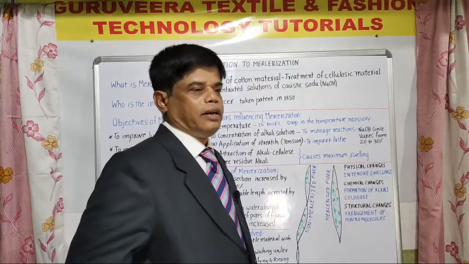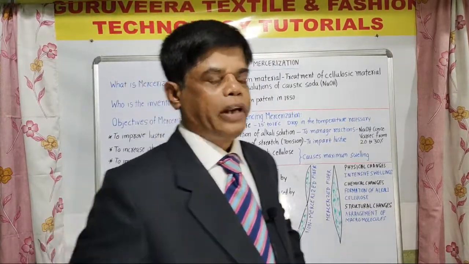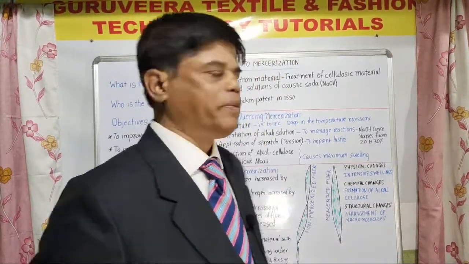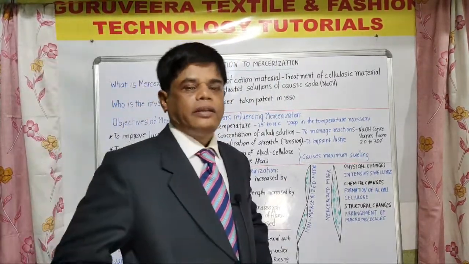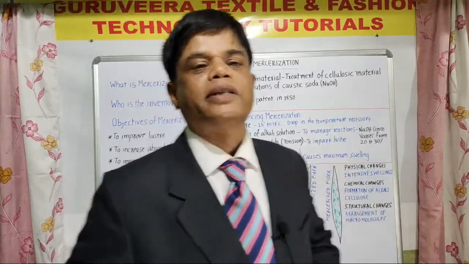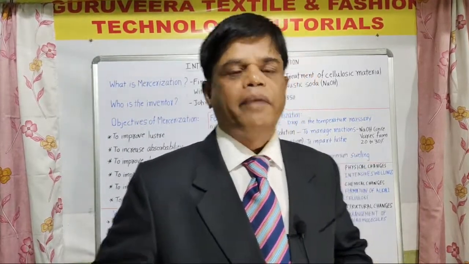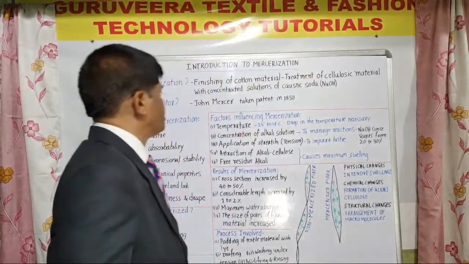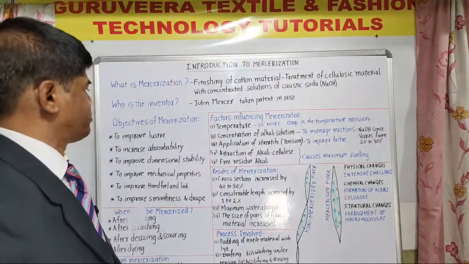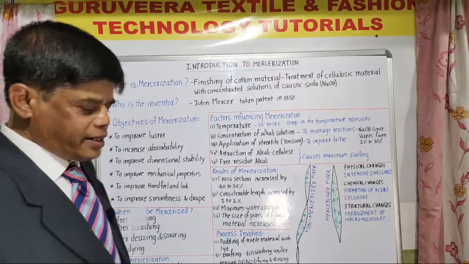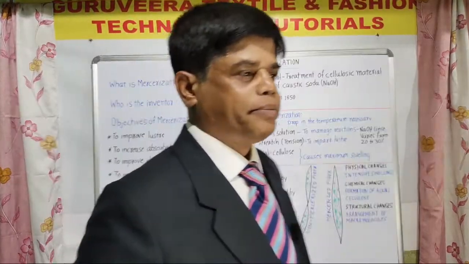This process, mercerization, the innovation is patented in 1850. Because his name is John Mercer, this process is called mercerization. Mercerization process came on the name of John Mercer. Okay, now this is the point. He is the inventor.